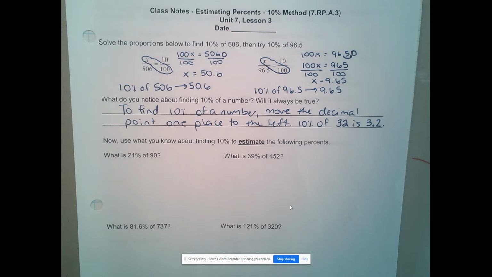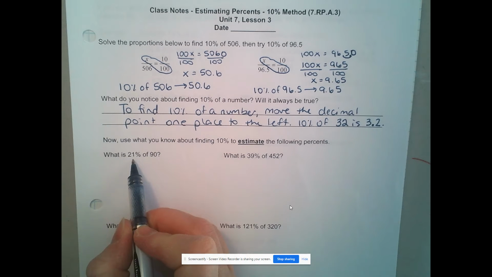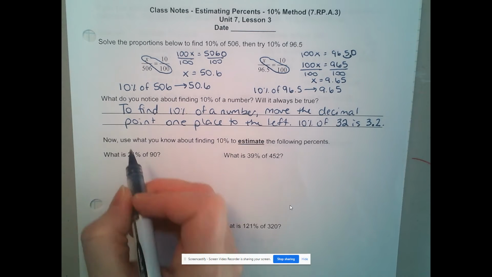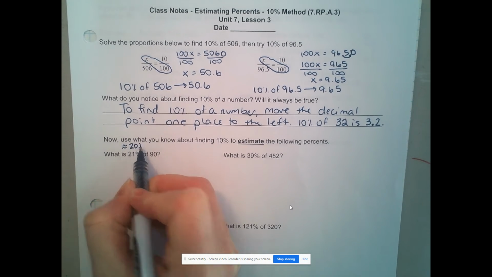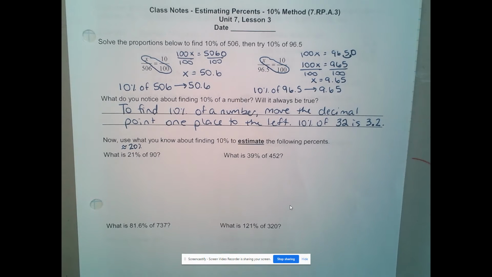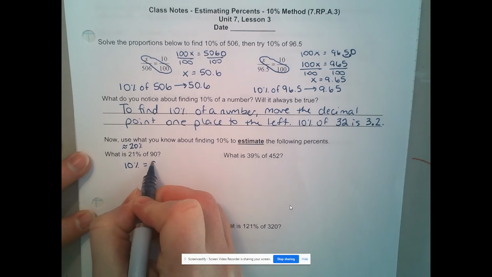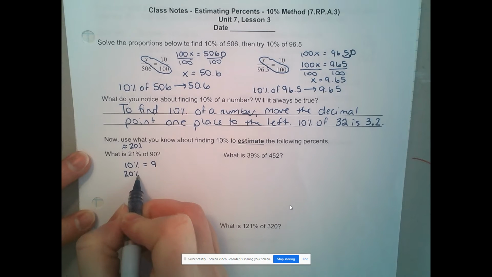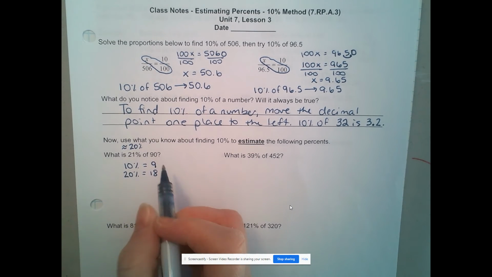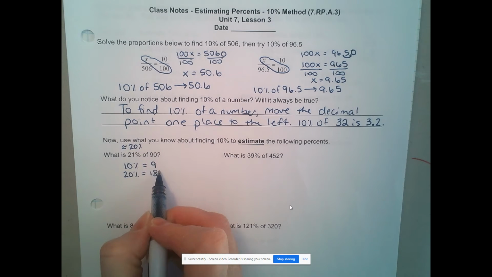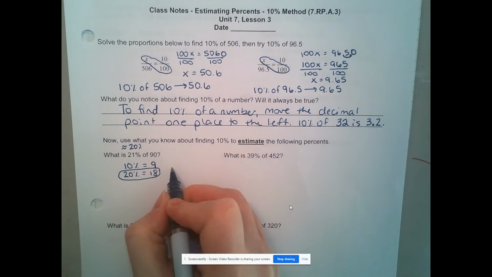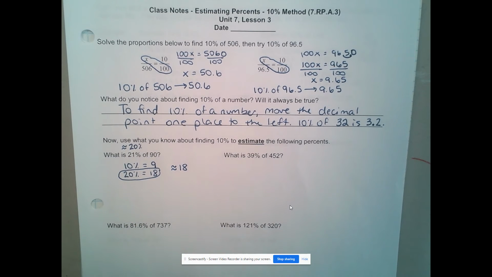So now we're going to use what we know about finding 10% to estimate. So instead of 21%, we might only say, what's really close to 21%? Well, close to 21% is about 20% of 90. So I might say, if I want to find 10%, I'm going to start: 10% of 90 is 9. So 20% would just be double that, would be 18. So 21% of 90 is about 18. That's really what we can do. We can use the 10% of a number in order to find other percentages.